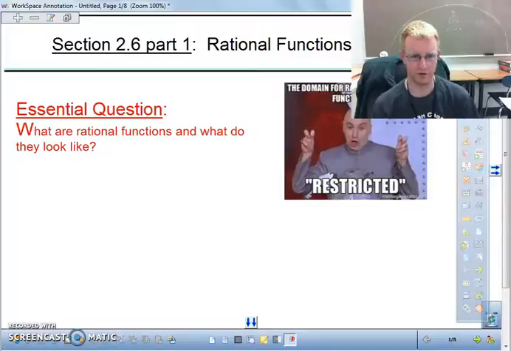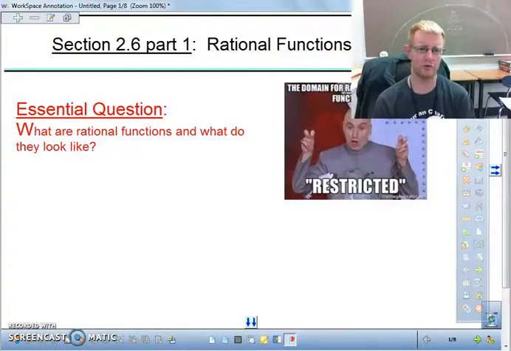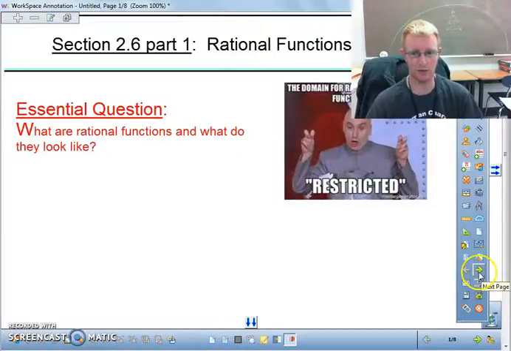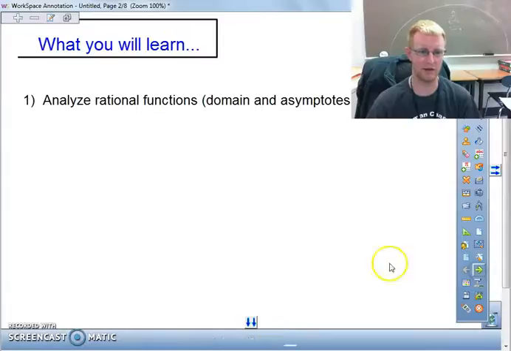This is section 2.6, part 1 of rational functions. We are going to look at rational functions in the sense of this section. We are going to specifically talk about parts of the rational function, the domain of rational functions, the range, asymptotes, things like that. So let's just kind of get into this. We're going to analyze them, domain and asymptotes.